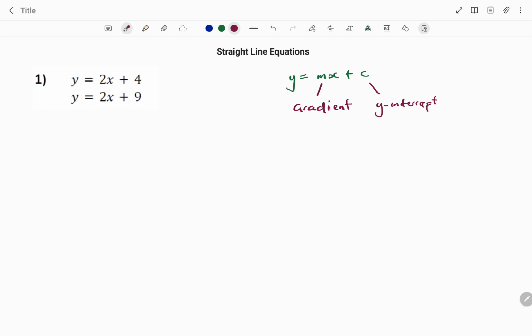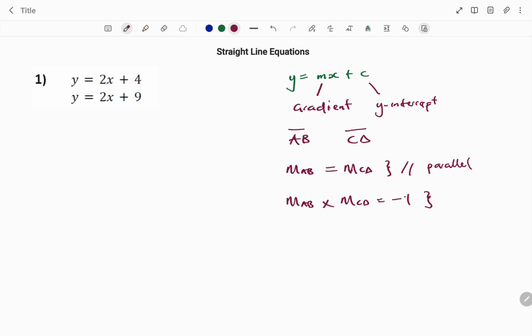So therefore, if you have two lines AB and CD, if the gradient of AB is equal to the gradient of the line CD, what that means is those two lines are parallel. However, if the gradient of line AB multiplied by the gradient of line CD is equal to -1, then we say that the two lines are perpendicular.